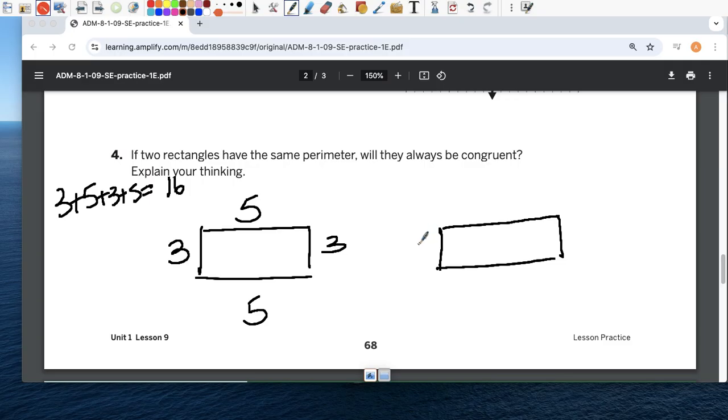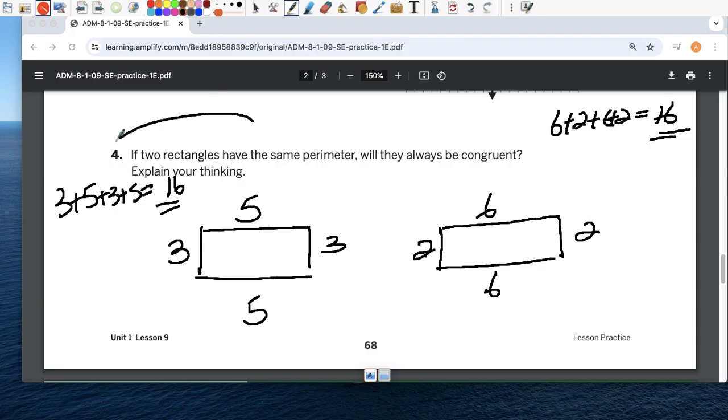2, 16, 2, 2, 6, and 6. 6 plus 2 plus 6 plus 2. Notice that this is also 16, right? It's the same perimeter. 2 plus 6 is 8. 8 plus 2 is 10. 10 plus 6 is 16. So it's 16. This is 16.